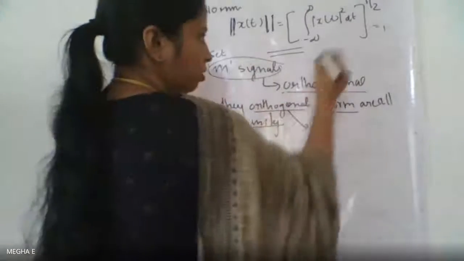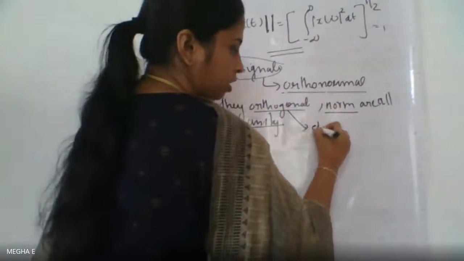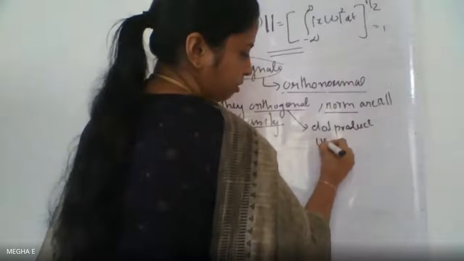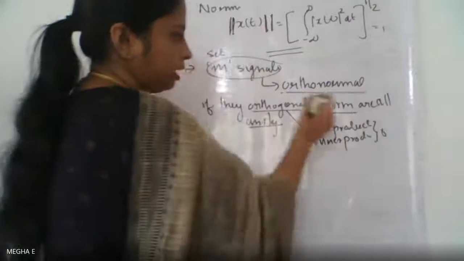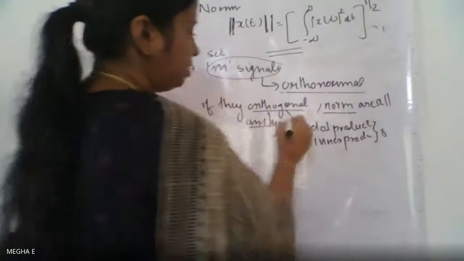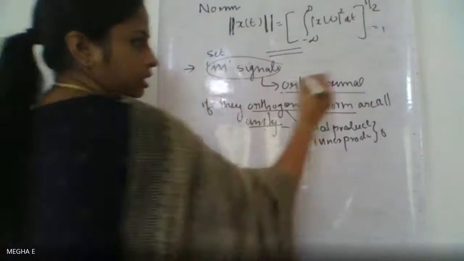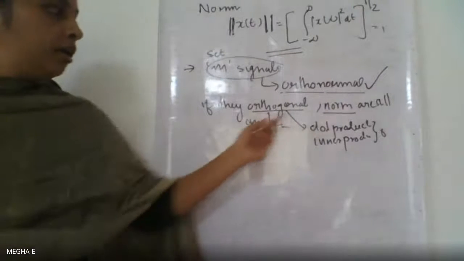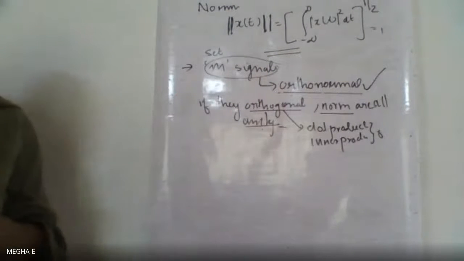When the norm value is unity, and when the signals are orthogonal, that is, the inner product or dot product is 0, if these two criteria are satisfied, then a set of m signals is said to be orthonormal. It is orthogonal and the norm value is unity.